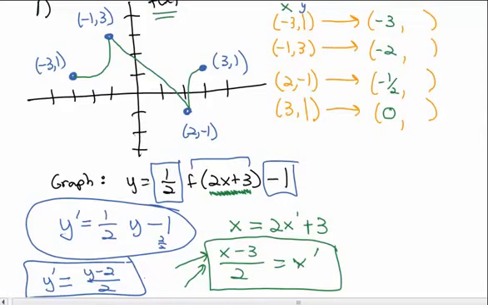So 1 is my first y coordinate. 1 minus 2 is negative 1 over 2. 3 is my second y coordinate, so 3 minus 2 is positive 1 over 2. Negative 1 is my next y coordinate. Negative 1 minus 2 is negative 3 over 2. And then plugging 1 in for the y, 1 minus 2 is negative 1 over 2.